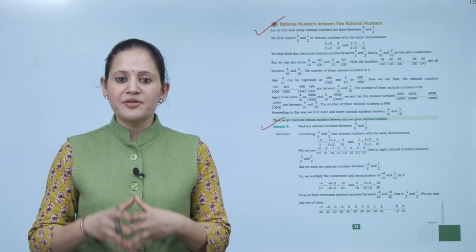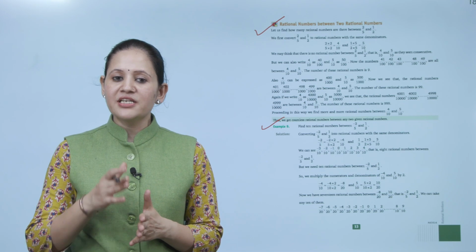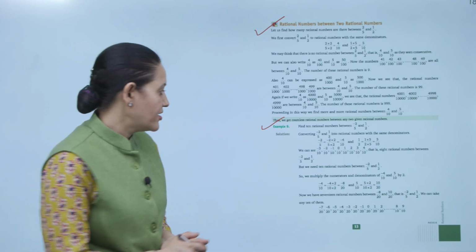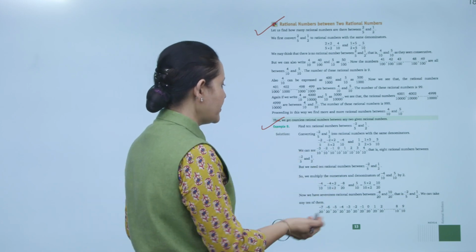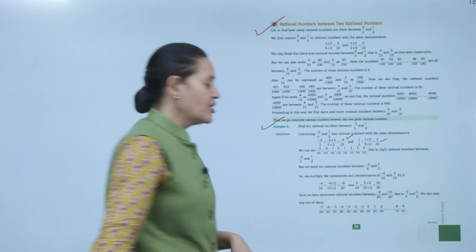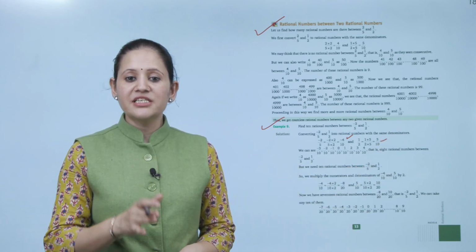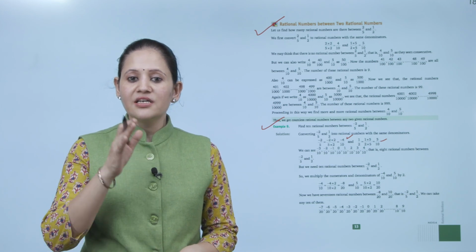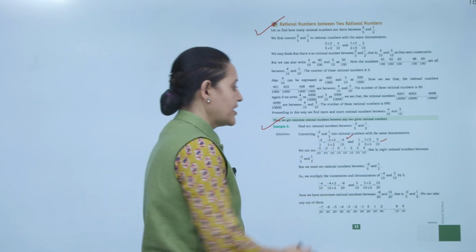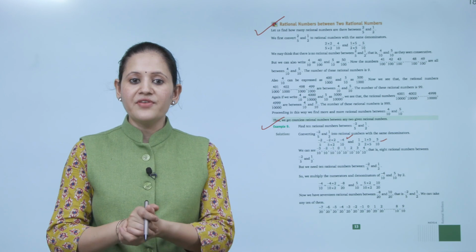Find the 10th rational number between minus 2 upon 5 and 1 by 2. So first we'll convert minus 2 by 5 and 1 by 2 into rational numbers with the same denominator. So first we'll make the denominator the same: minus 4 by 10 and 5 by 10. So we can see minus 3 by 10, minus 2 by 10, minus 1 by 10, 0 by 10, 1 by 2, 2 by 10, 3 by 10 and 4 by 10. Those are the 8 rational numbers between minus 2 upon 5 and 1 by 2.